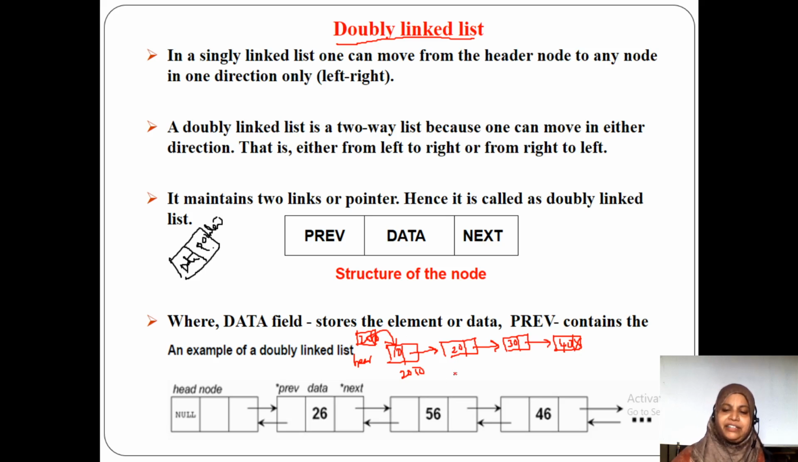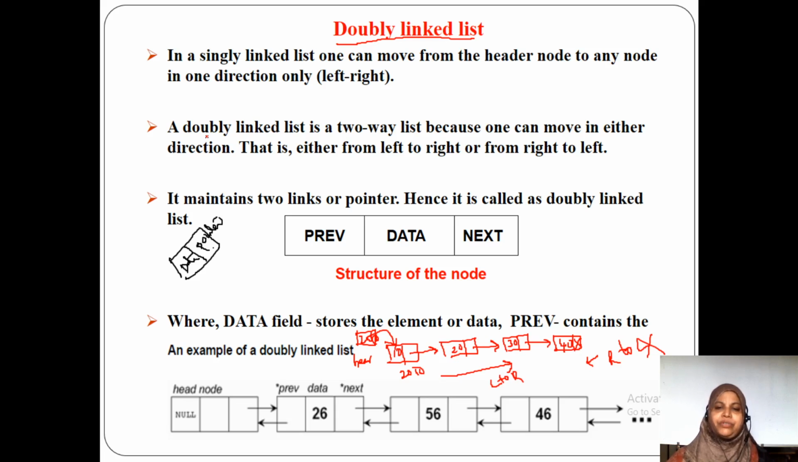In a singly linked list, we can traverse the list in this direction only, from left to right. There is no question of going right to left. But in this case, we use two pointer fields, so we can traverse the list from left to right and right to left. A doubly linked list is a two-way list because one can move in one direction or in the other direction.